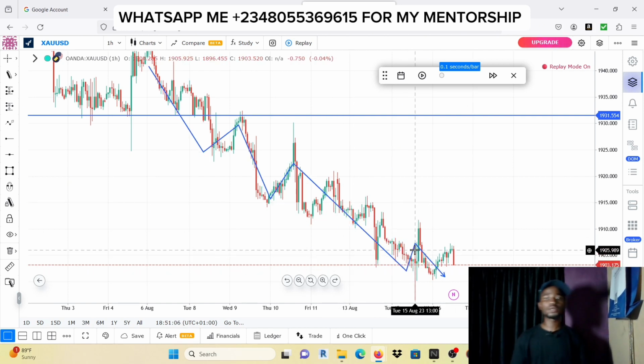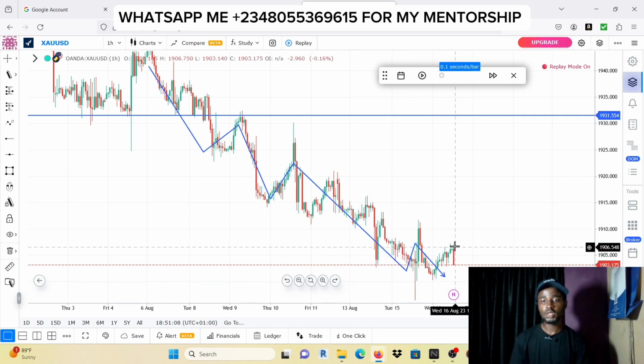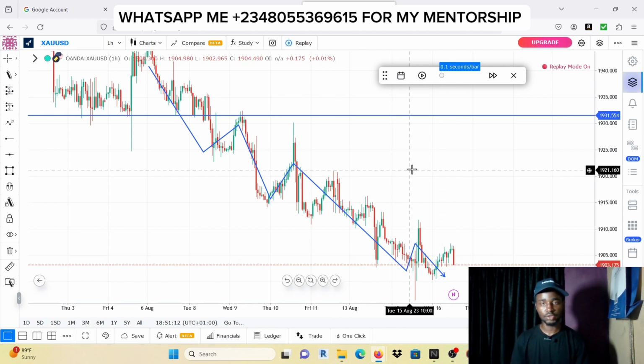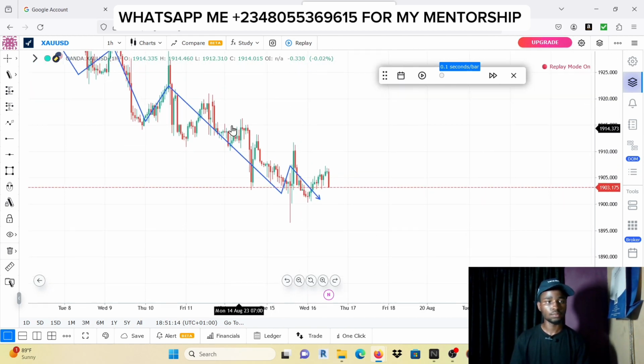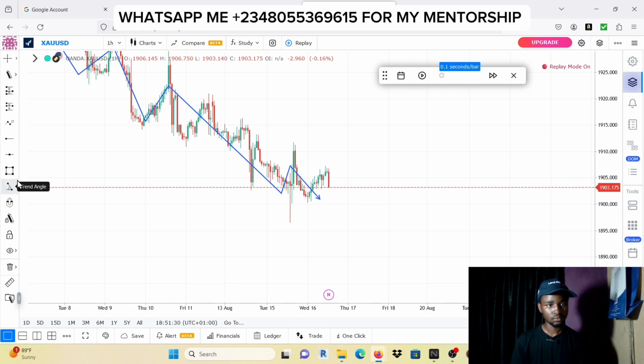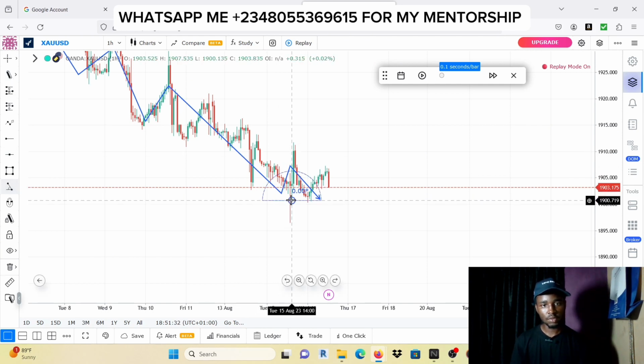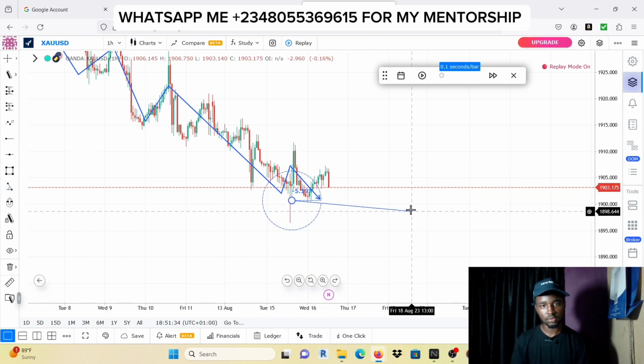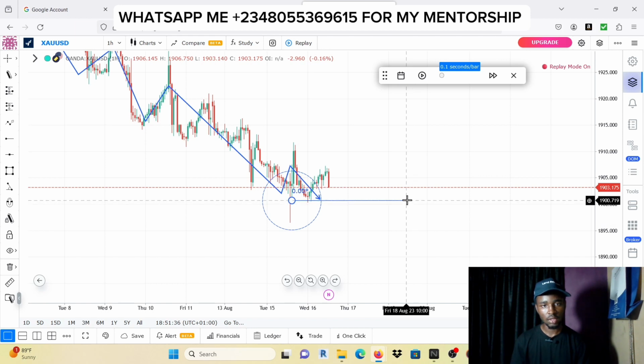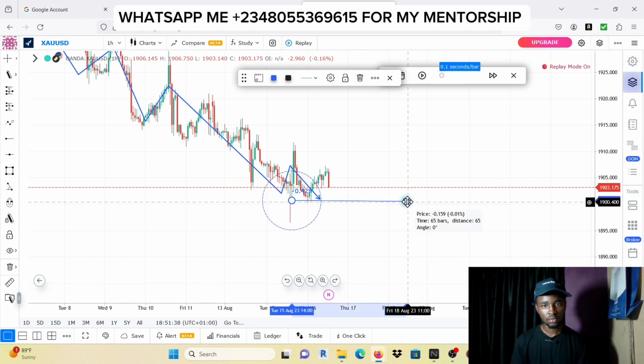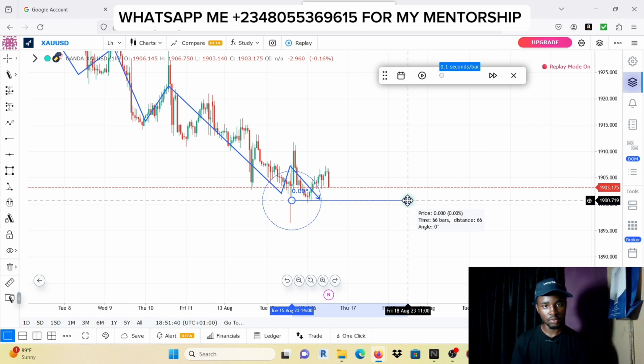So now what we're looking for is for the market to actually break the structure up again, go up, and come down to break this particular structure. So let me show you what I'm talking about here properly. I'm going to get my trend line too, and I'll show you shortly from here. So this is where we're currently at in the market. What we expect the market to do is to come all the way here and break this structure.